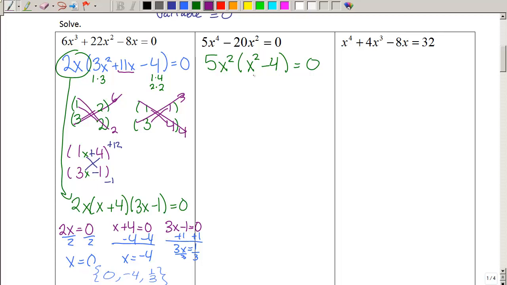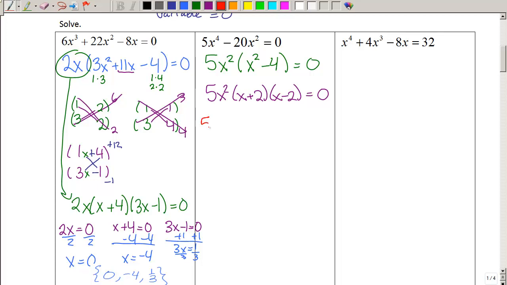X squared minus 4 has 2 terms left in it, which means it's either a difference of squares or a sum or difference of cubes. In this case, x squared minus 4 is a difference of squares, which means I'm left with x plus 2 and x minus 2. Each of my 3 factors are now completely factored, or what we call prime.